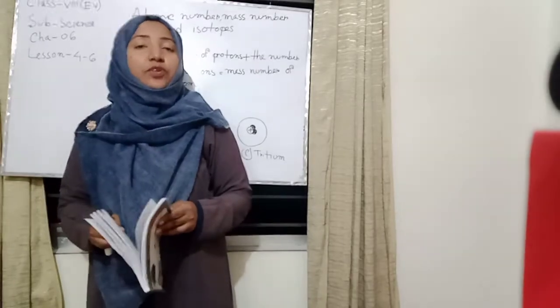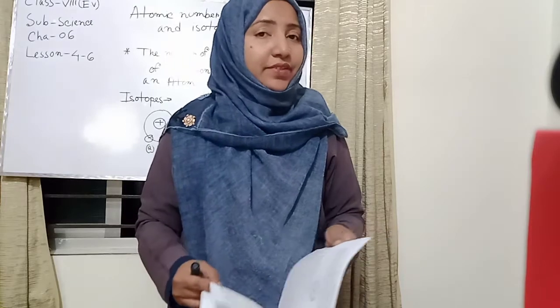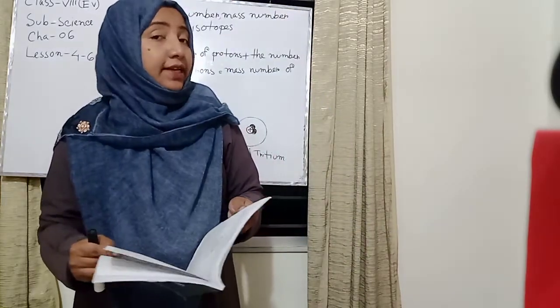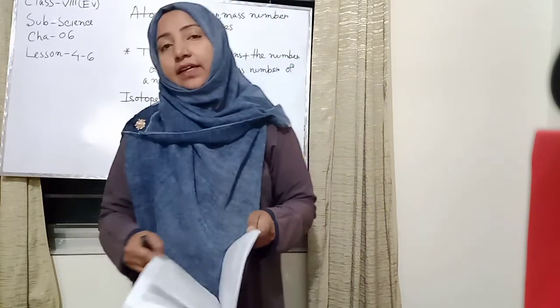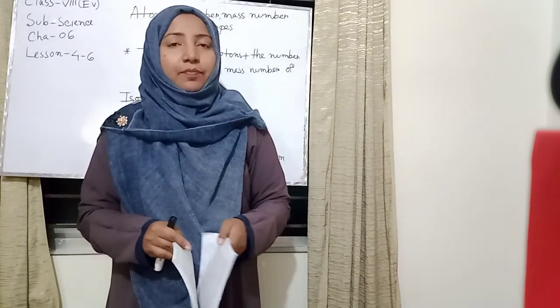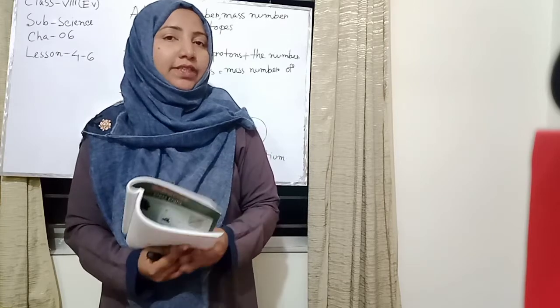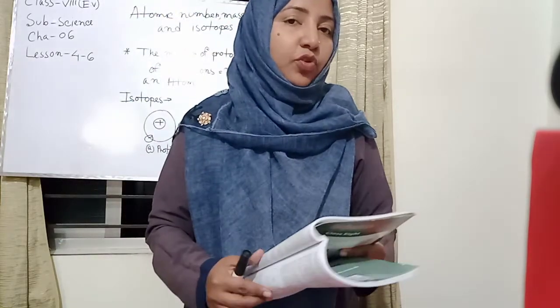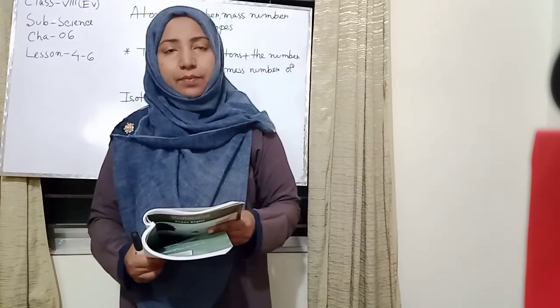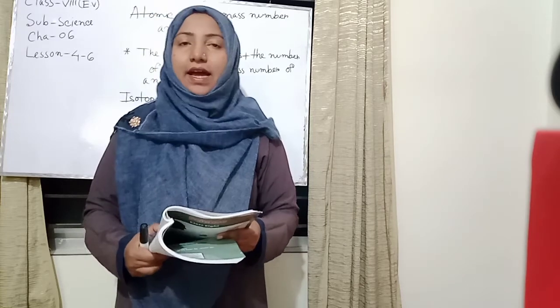We are going to start our new chapter. In the previous class, we explained the structure of atoms. We also learned about the Rutherford model, Niels Bohr's model, etc. Today I have selected our new topics, lessons 4 to 6. The lessons are the atomic number, mass number, and isotopes.